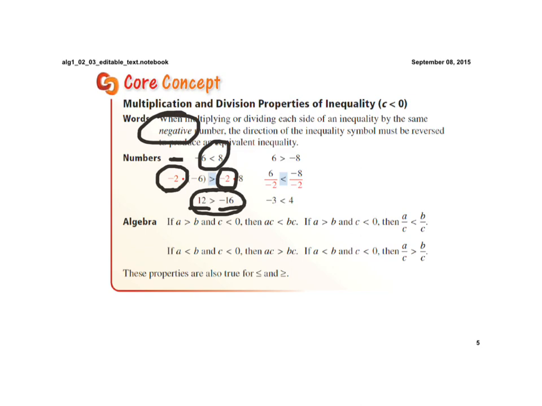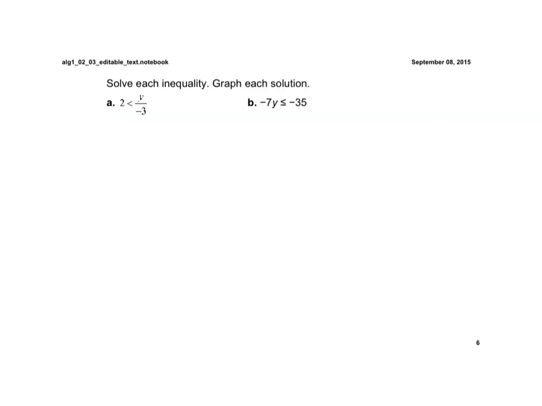And again, if you look at the example here, whether we're multiplying or dividing, here we divided both sides by a negative, and so here we had 6 is greater than a negative 8. If I divide both sides by negative 2, I have to reverse the sign to now make negative 3 less than 4. So again, this only occurs when you're multiplying or dividing by a negative number. Must you reverse the inequality symbol.